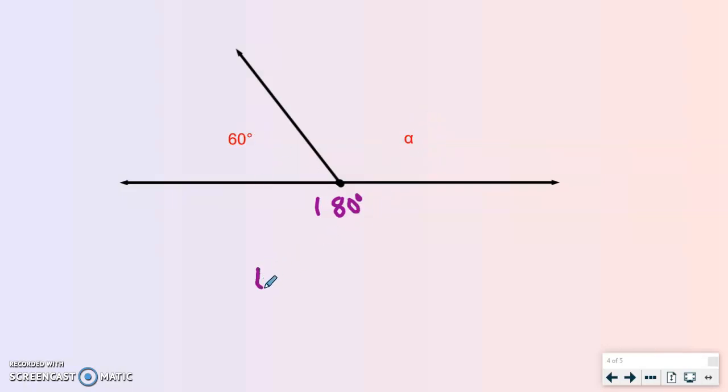So if we have 60 plus the measurement of angle A, we would get 180 degrees. All right, so go ahead and pause the video and see if you can figure out what A equals.